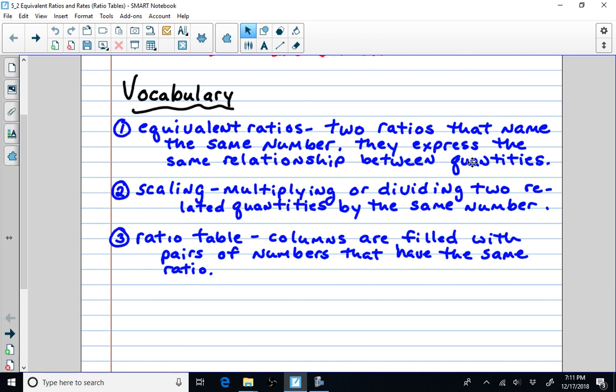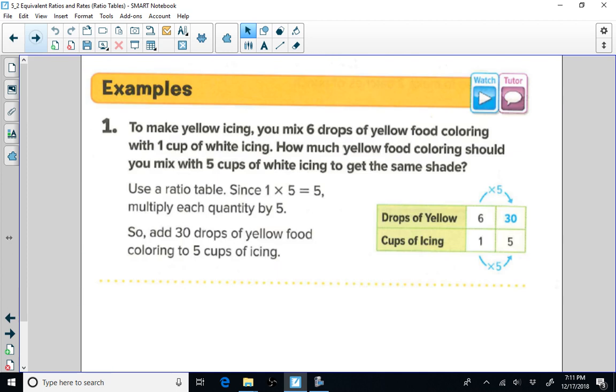Second word we'll be using today is scaling. Scaling is when we multiply or divide two related quantities by the same number. Finally, we have ratio table. A ratio table is columns that are filled with pairs of numbers that have the same ratio. All right, let's take a look at our first example.